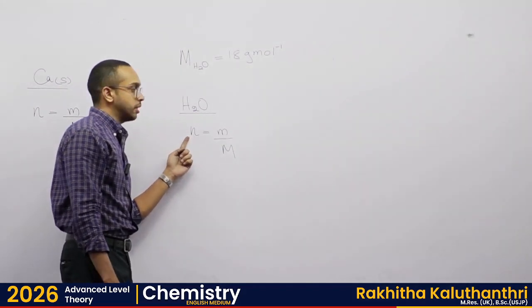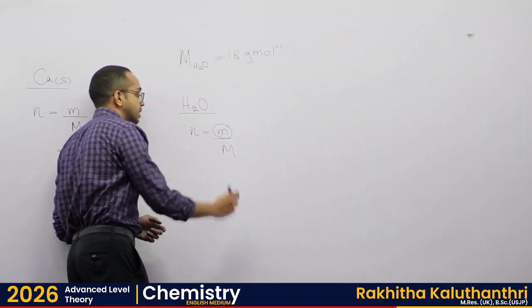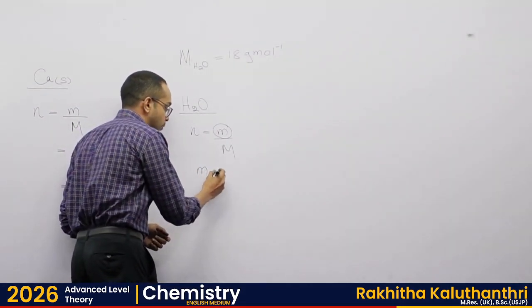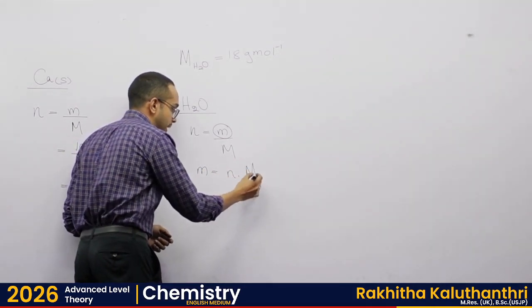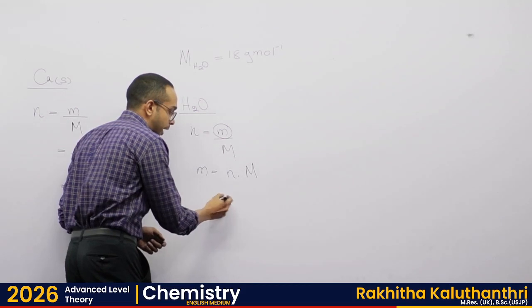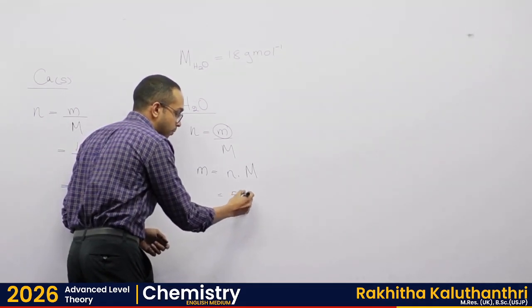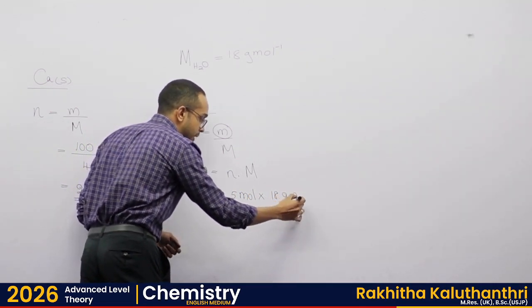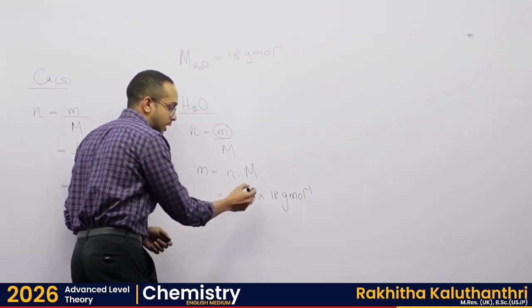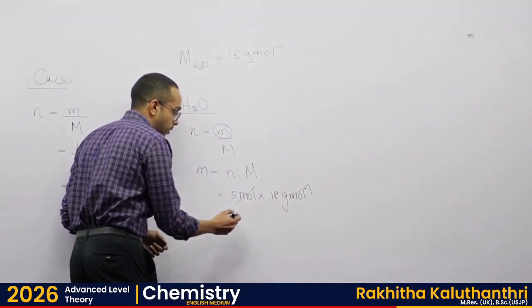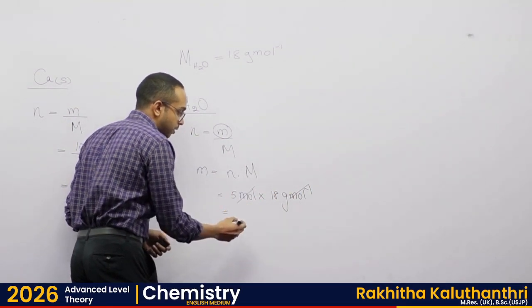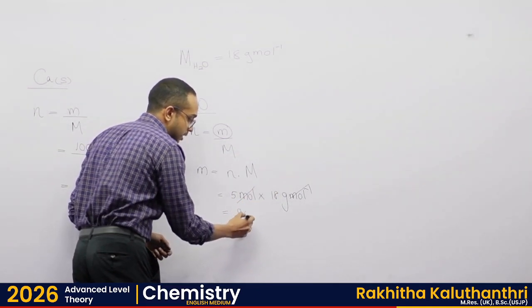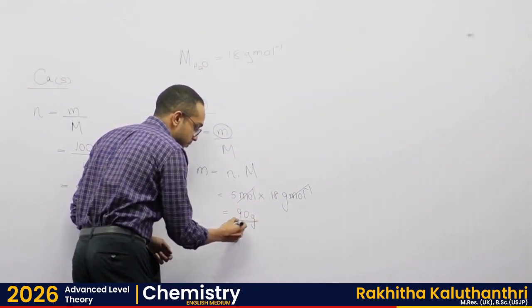So I know the number of moles. The only thing I don't know is the mass of that amount of moles. So mass is equal to number of moles multiplied by molar mass, isn't it? So we write number of moles is 5 moles multiplied by molar mass, which is 18 grams per mole. We can see nicely mole per mole cancels off. When you multiply 5 by 18, 40 plus 50 is 90 grams.